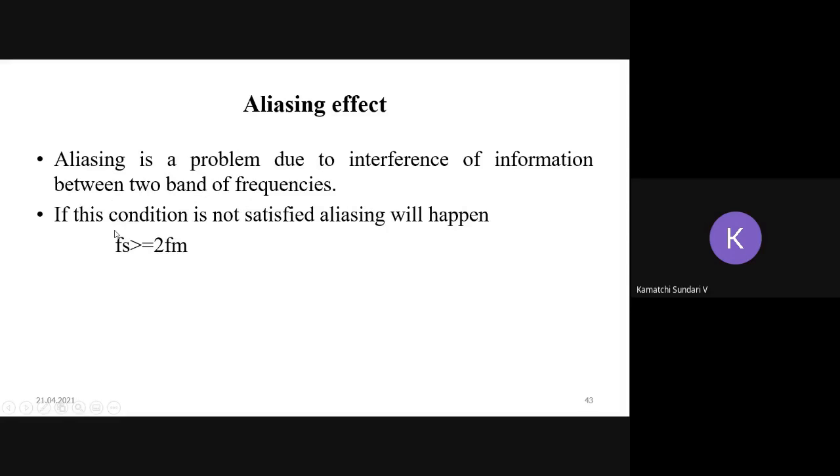If this condition is not satisfied, then we will have an aliasing problem. This is due to the interference of the information between two bands of frequencies. If we have the aliasing effect in our signal, then during the recovery process we cannot get our original signal, or we cannot reconstruct our original signal without any loss. That is the meaning, right? So you have to follow this condition in order to recover our signal back completely without any loss.